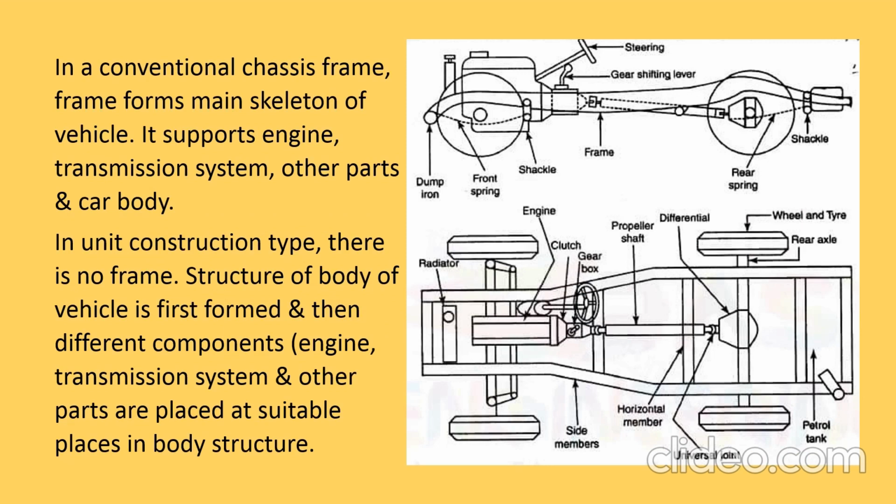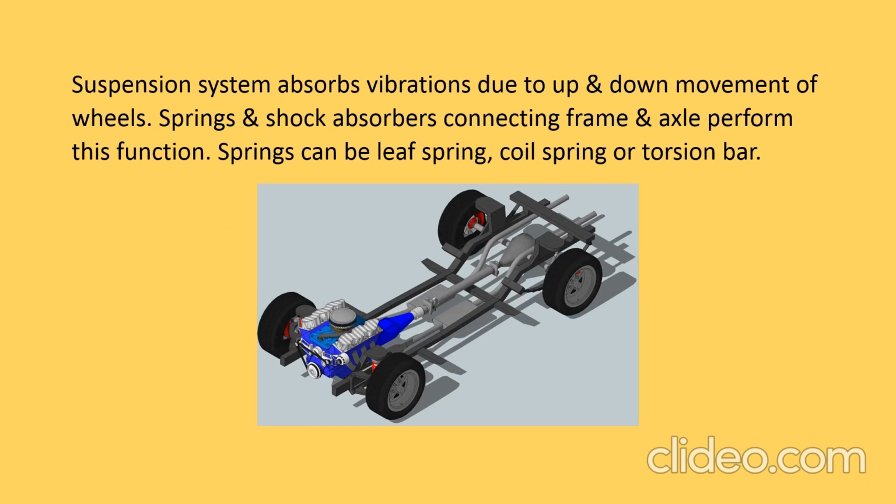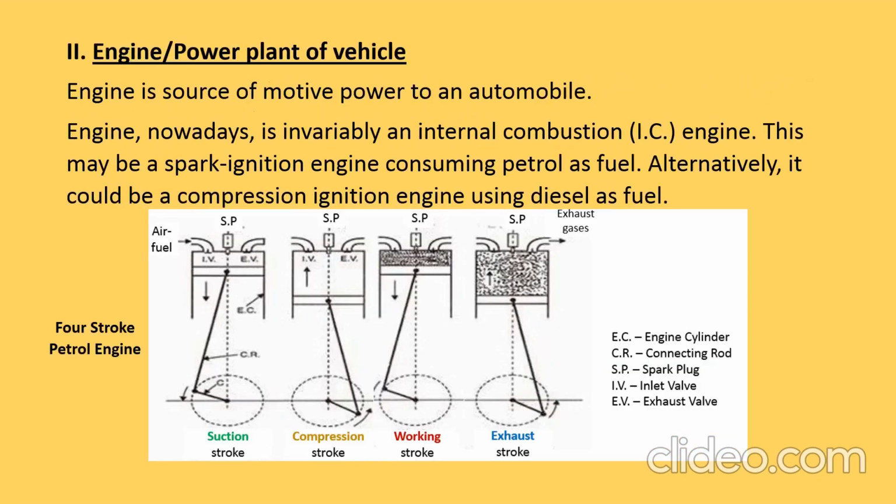In unit construction type, there is no frame. The structure of the body of the automobile is first formed, and then different components such as the engine, transmission system, and other parts are placed at suitable places in the body structure. The suspension system absorbs the vibration due to up and down movement of the wheels. Springs and shock absorbers connecting the frame and the axle perform this function. The spring can be a leaf spring, coil spring, or torsion bar. So here we discussed the chassis and the connected parts.